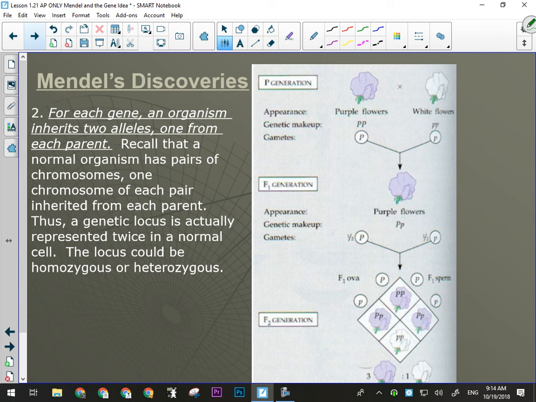How do we get those genes? Well, it's the order of the base pairs in that section of the DNA.